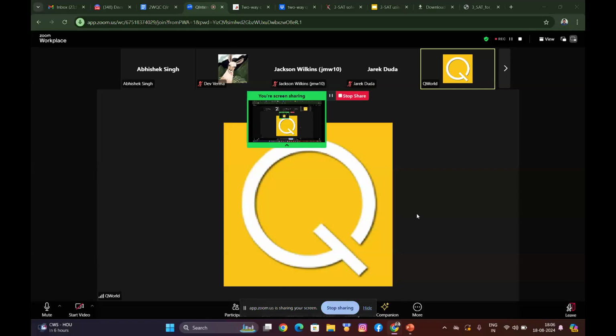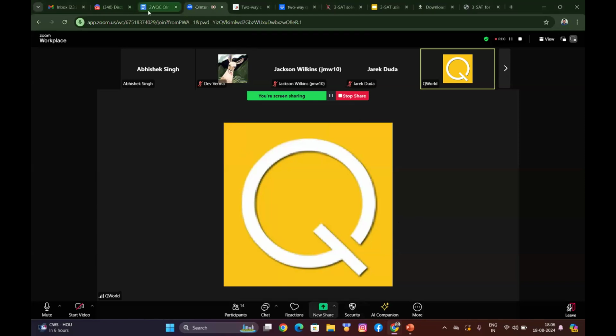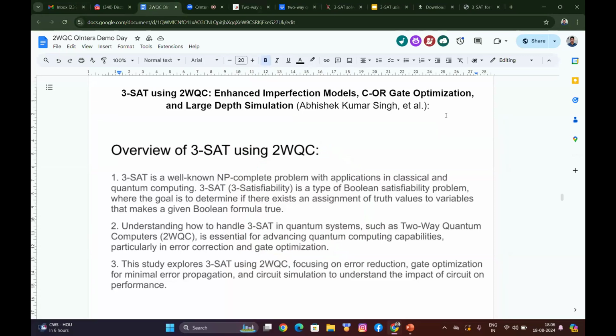Okay, I will share my screen. Greetings of the day, everyone. I hope you are doing well. Yeah, now we see your Zoom window. So I am Abhishek. I have been working on the Boolean satisfiability problem for this QIntern program, and I'll be explaining what I have worked on so far.